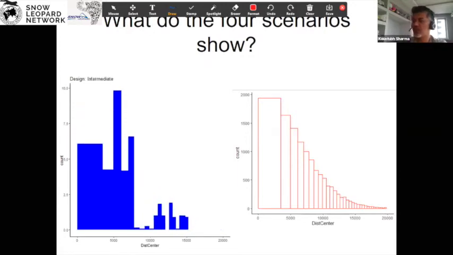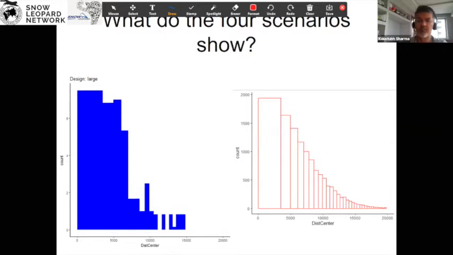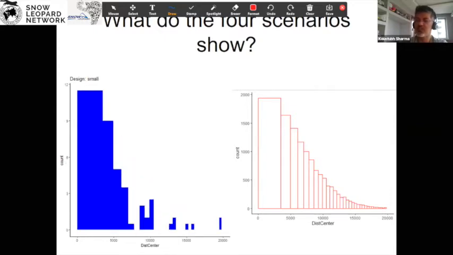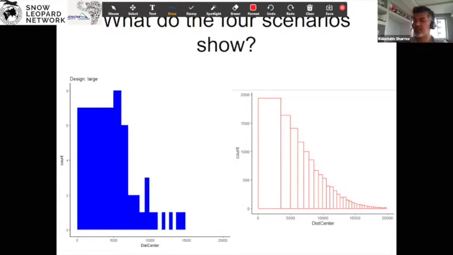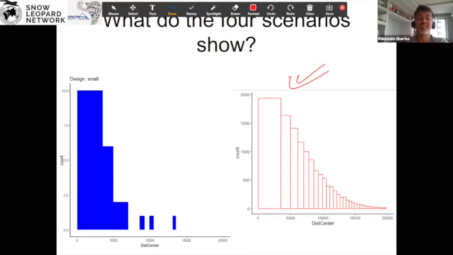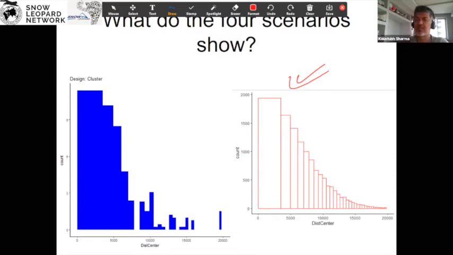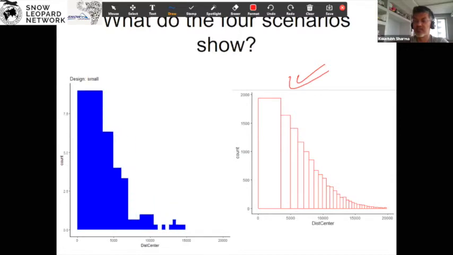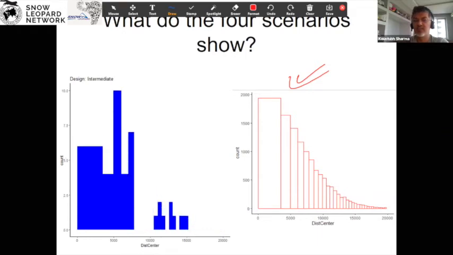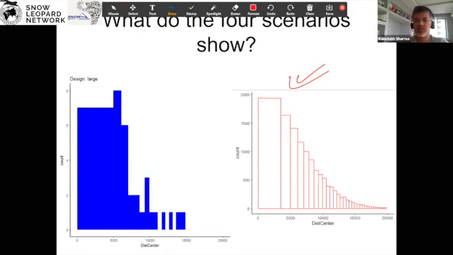Now on the left-hand side, what I have done is I've just animated the four designs. You see each of them is taking a relatively similar shape as you see on the right-hand side, but some of them fare better than the others. And the reason some of them fare better than the others is almost entirely dependent on the design. Look at the cluster design, the intermediary design, the large study design and the small design. Each of them has its pros and cons, and it really does end up generating a fairly reasonable and usable data set for us.